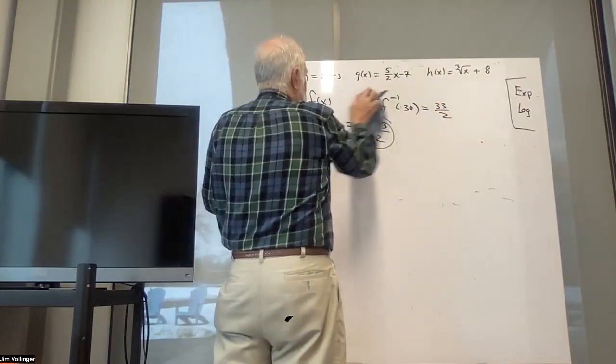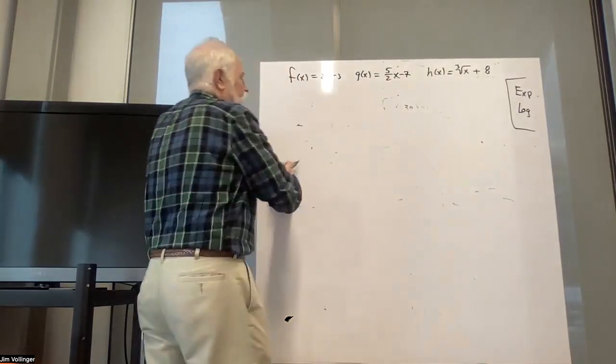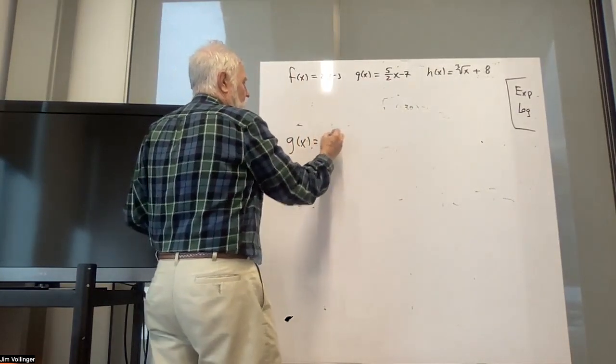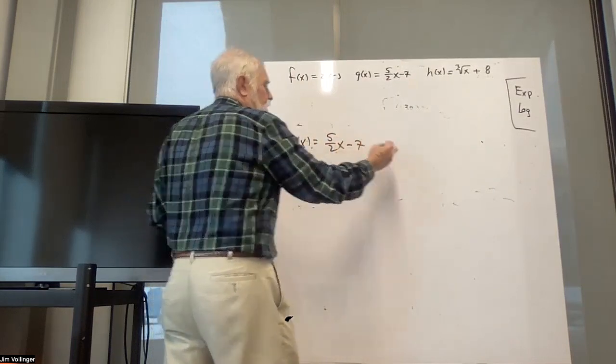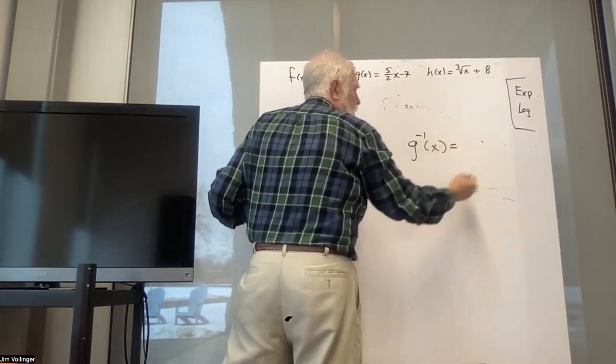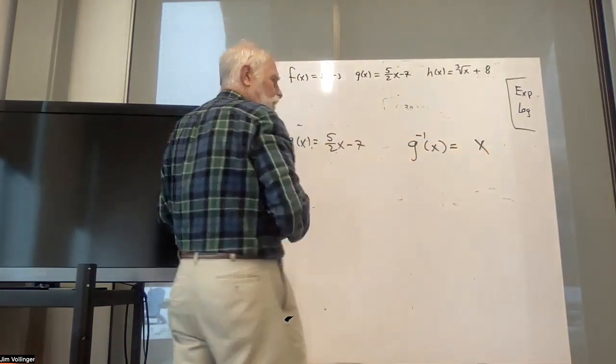Try to pause the video now and see if you can do g of x. g of x is equal to 5 halves x minus 7, and we're trying to find g minus 1 of x. All right, so this answer here, this number, is the answer to these equations.